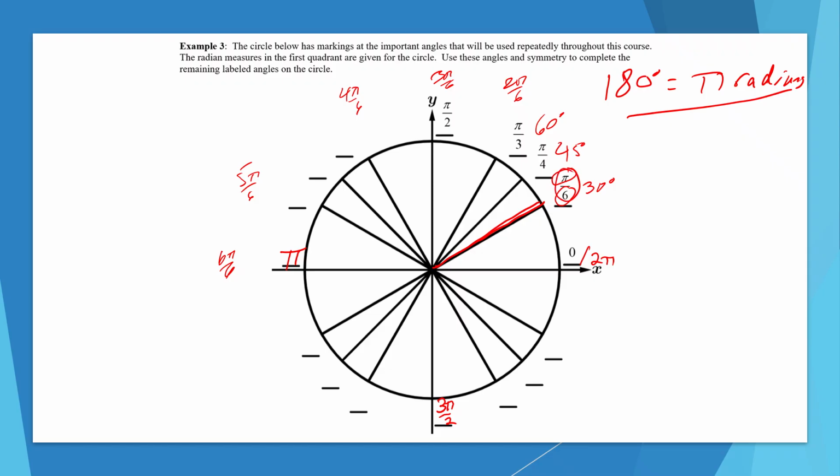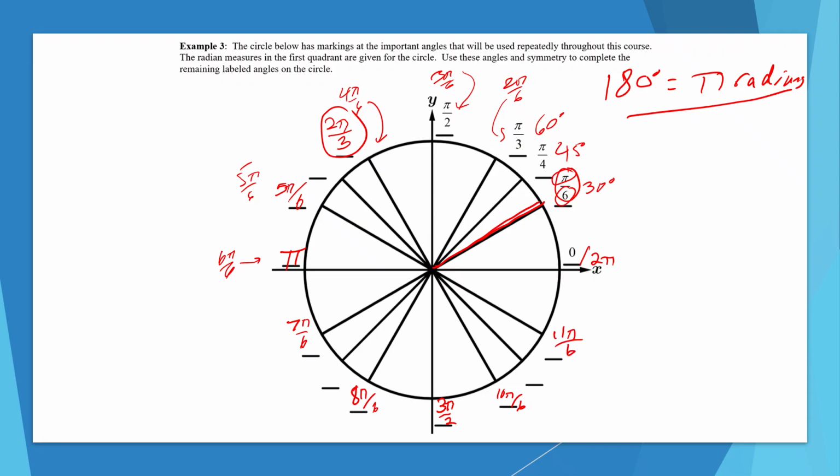60 degrees here. 2 pi over 6 simplifies to pi over 3. 3 pi over 6 simplifies to pi over 2. 4 pi over 6 does simplify to 2 pi over 3, and that's going to be our answer there. 5 pi over 6 won't simplify, so we're just going to leave that as our answer there. 6 over 6 cancels out to pi, and then continuing this, you get 7 pi over 6. Here you would get 8 pi over 6. This is 9 pi over 6, 10 pi over 6, and then 11 pi over 6.